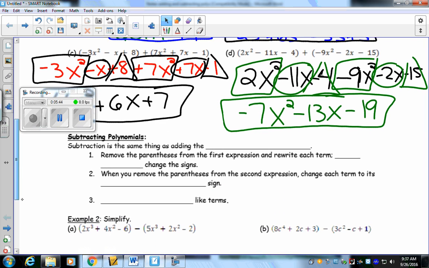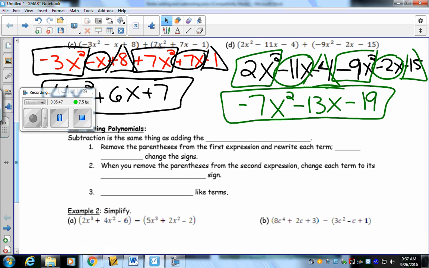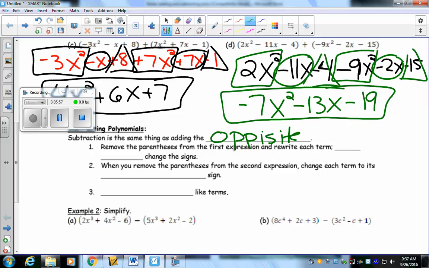All right, subtracting polynomials. Subtraction is the same thing as adding the opposite, okay? 10 minus 4 is 6. 10 plus a negative 4 is still 6, okay? So we get the same thing. So for subtraction, remove the parentheses from the first expression and rewrite each term. And you can ignore this phrase right here.